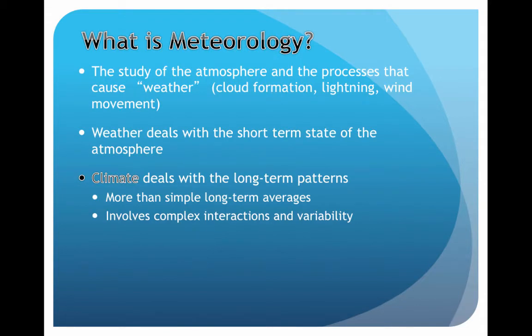This chapter, we're going to be talking a little bit about things that affect the weather. So meteorology is the study of the atmosphere. Weather deals with basically what's going on right now: clouds, lightning, wind, is it raining, etc. Climate, on the other hand, is long-term patterns.